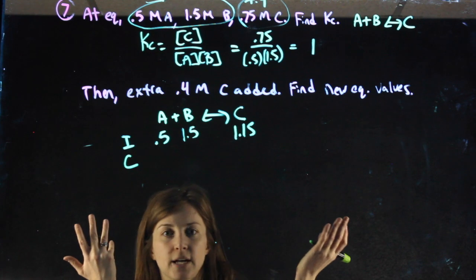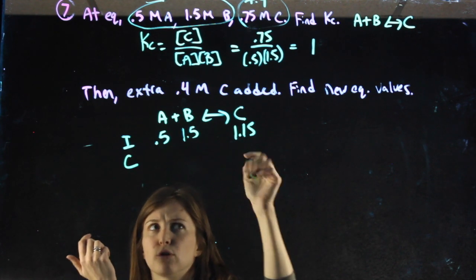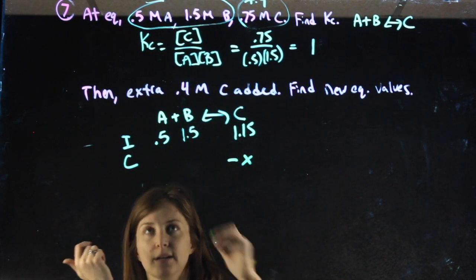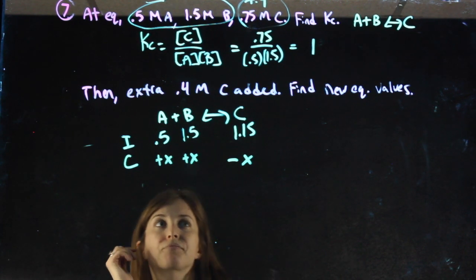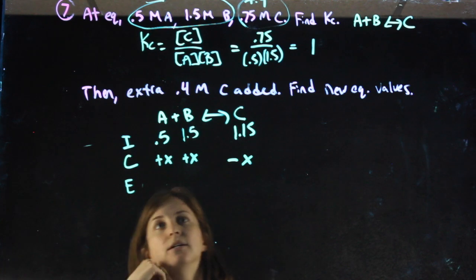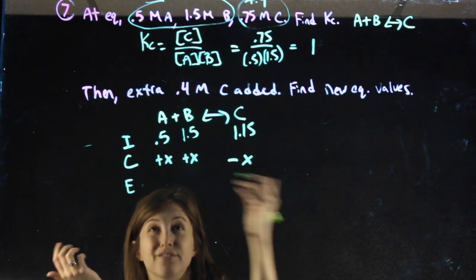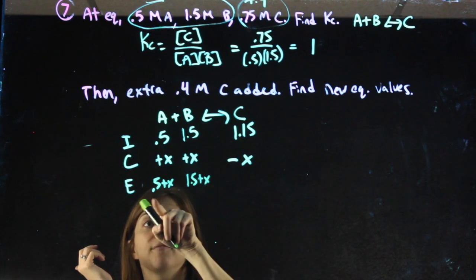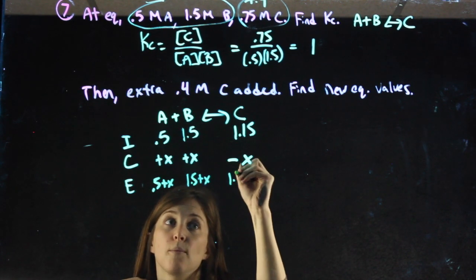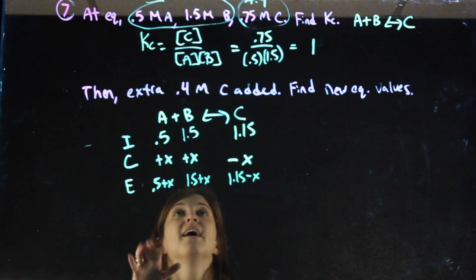Change, you can do either side plus or minus, but I know I just added extra over here, so it's probably going to want to go away. And this side is going to add. You can still get the right answer either way. Equilibrium, we don't have the values, we're trying to find them. So I just write out my expressions. 0.5 plus x, 1.5 plus x, 1.15 minus x.